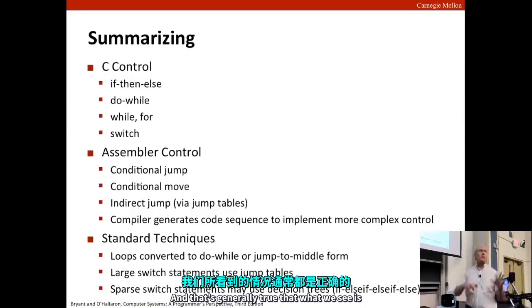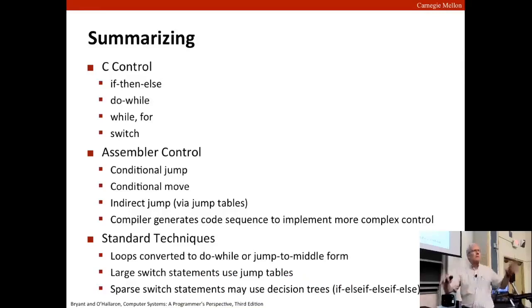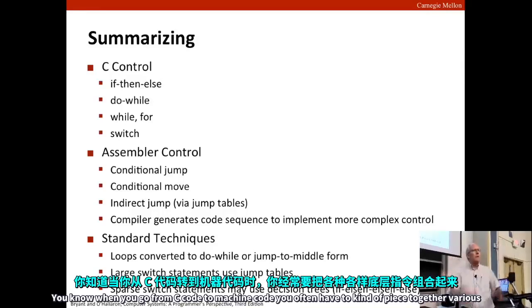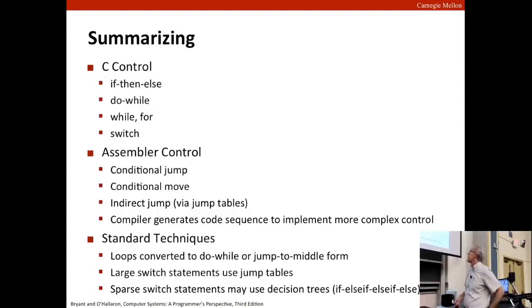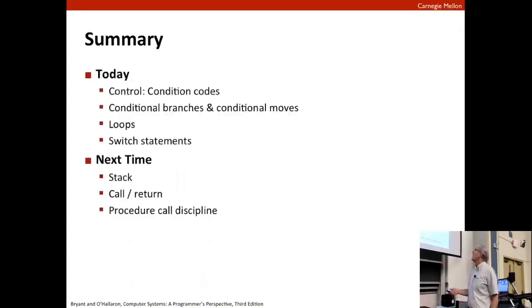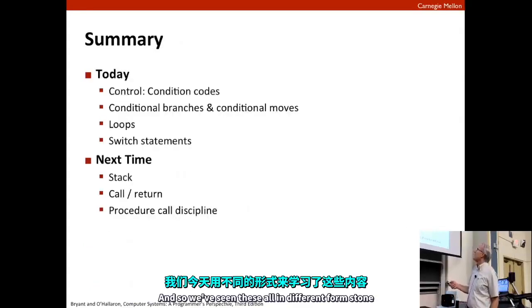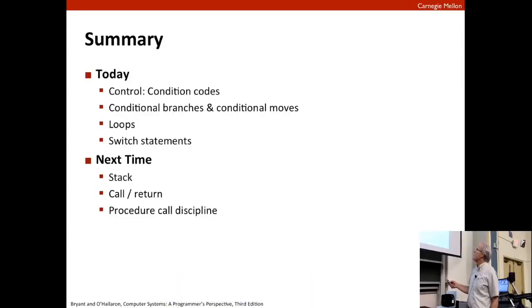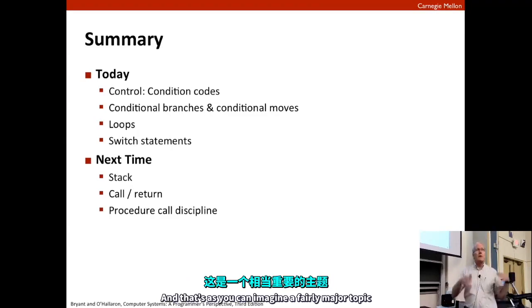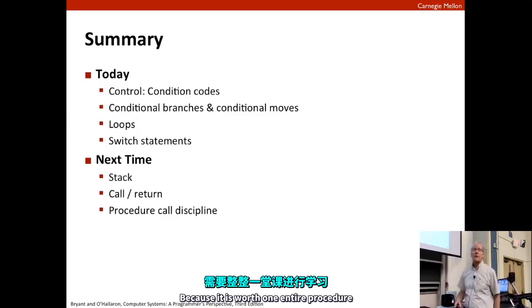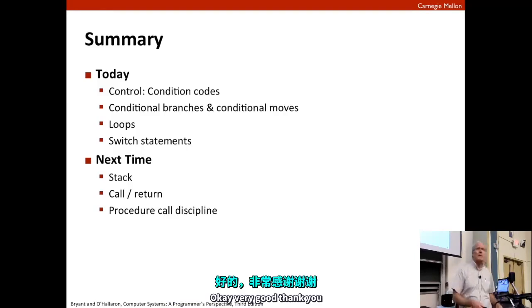That's generally true: when you go from C code to machine code, you often have to piece together various low-level instructions to implement some higher-level construct. We've seen these all in different forms now. Next time, we'll talk about procedures. That's, as you can imagine, a fairly major topic because it is worth one entire lecture. OK, very good. Thank you.